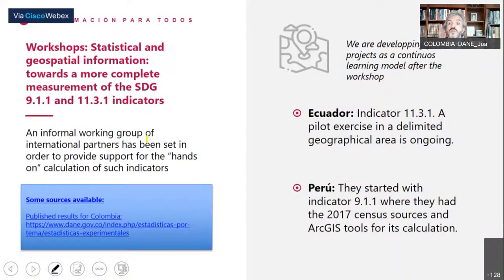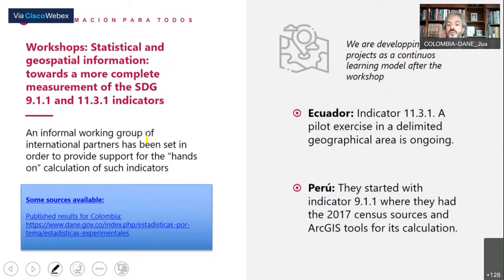You are going to have the opportunity to see what Colombia has advanced in this methodology in the presentation that Karen is going to share with you afterwards. That's why we are trying to set this capacity building model starting from collaboration with a hands-on perspective, a continuous learning experience of putting into practice the discussions that we share in the workshops.